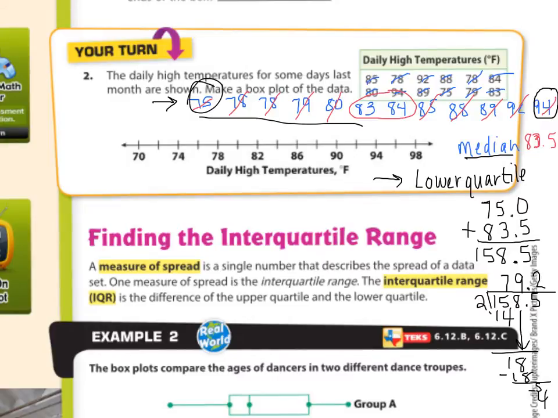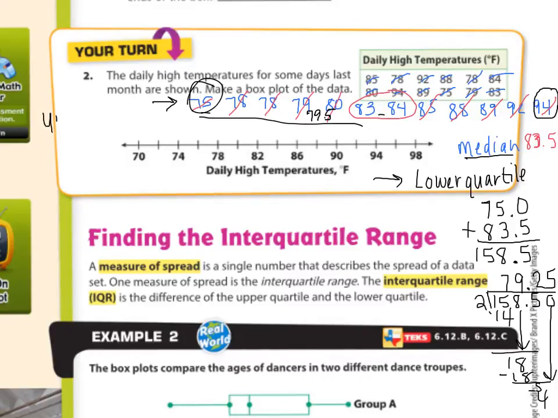Thank you. Okay, and I bring that down, so I have 10 down there, 79.25. Okay, so 79 1/4 is halfway between the median and the lowest number. I'm still recording. And now let's find the upper quartile.